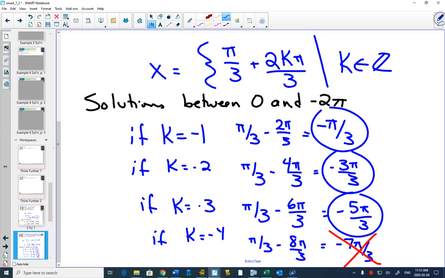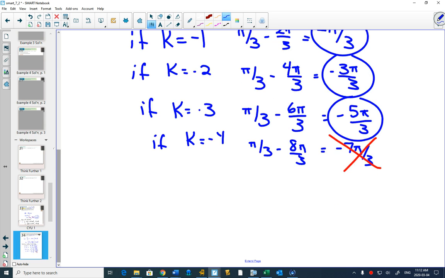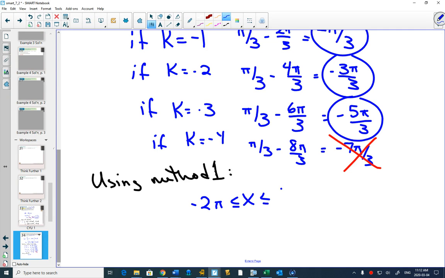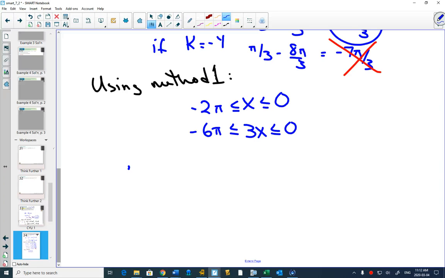If we wanted to find our answers using method 1, that's where you took your regular domain. So here, we have that x was between negative 2 pi and 0. So where would 3x be between? Negative 6 pi and 0. And then you solve for 3x.